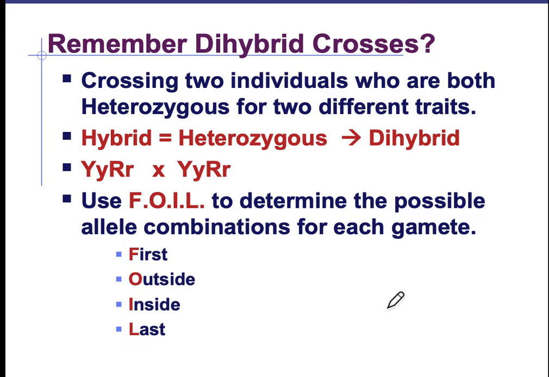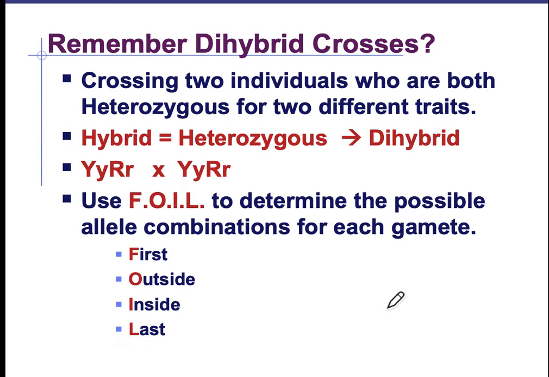For dihybrid crosses, we're looking at 2 different traits at the same time, and we're looking at traits that have a dominant and a recessive option. So slightly different from what we just finished. We talked a little bit about this in the first lesson, but we're going to dive deep in this lesson. So we're going to work with FOIL.